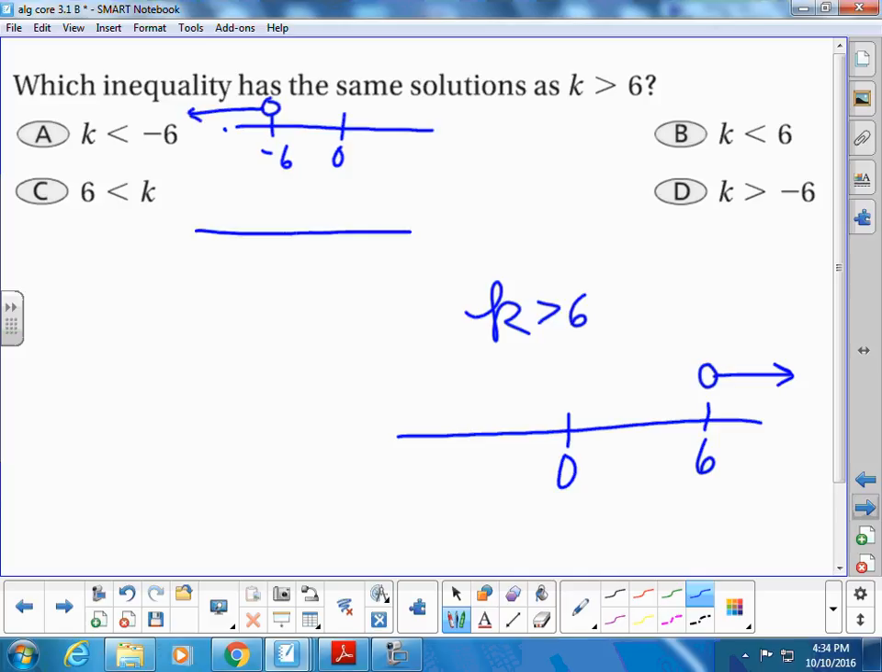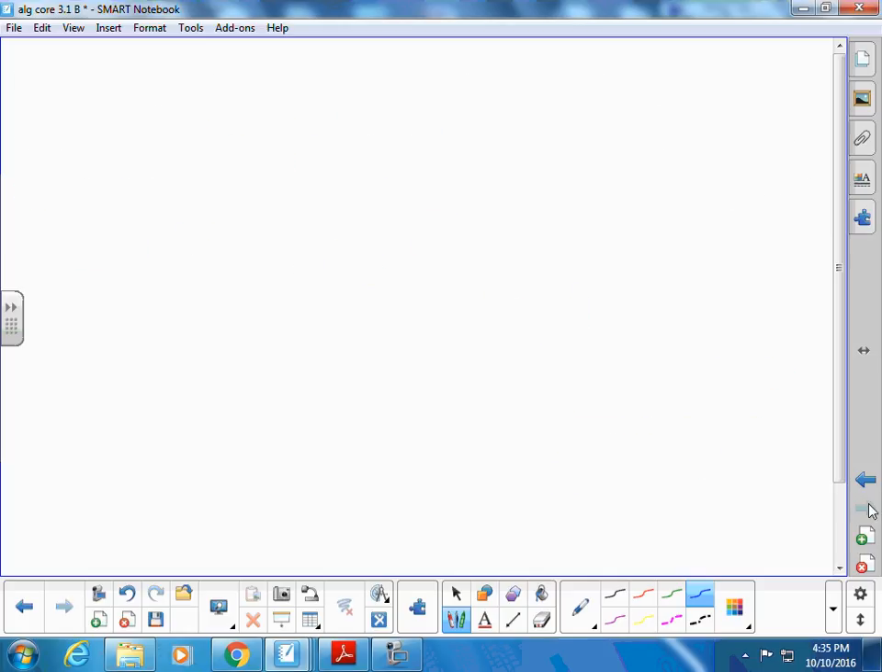How about this one? Here's 0, there's my 6. 6 is smaller than K. Or you can rewrite it, keeping the same side of the inequality facing K. So I have the 2 dots, I still have the 2 dots. So K is greater than 6. So that is the one that we want, right? This, K is greater than 6, is the same as 6 is less than K. That is it for this lesson.